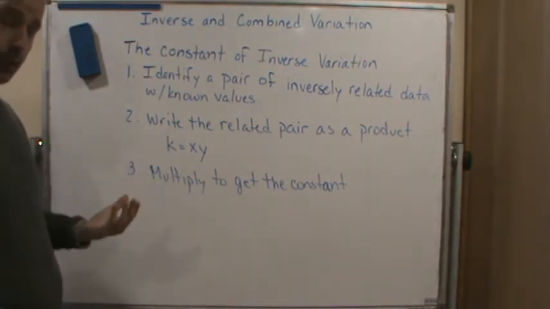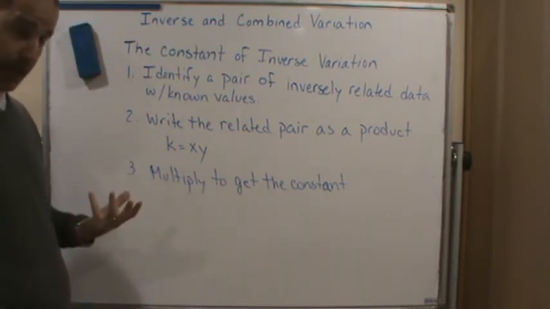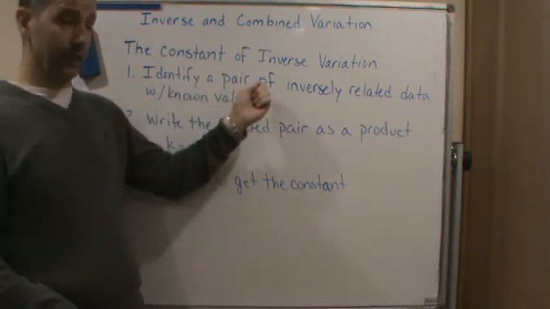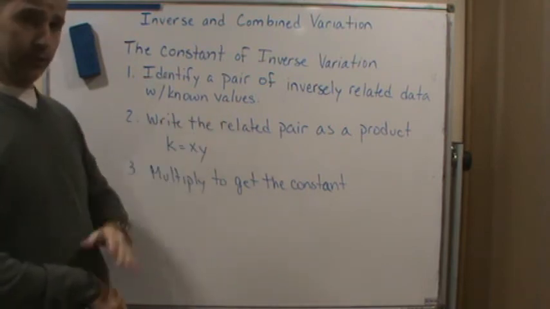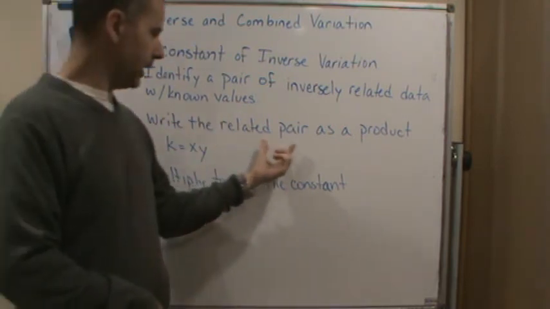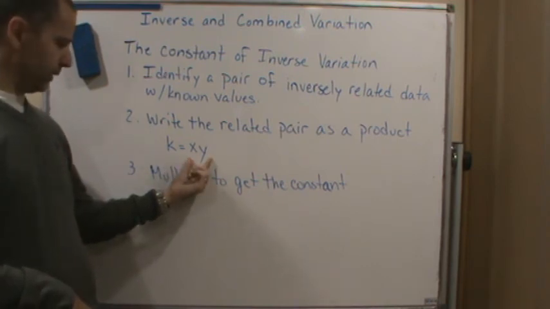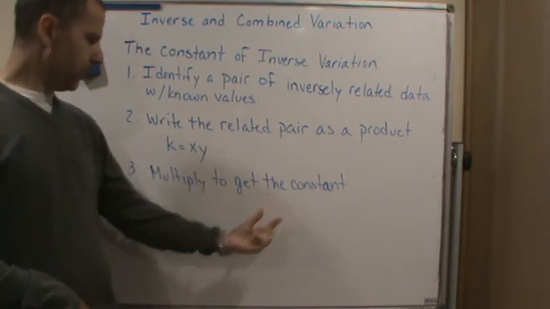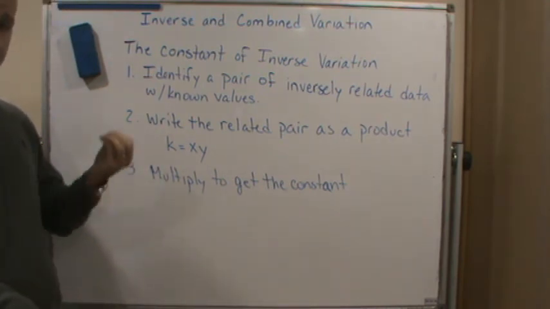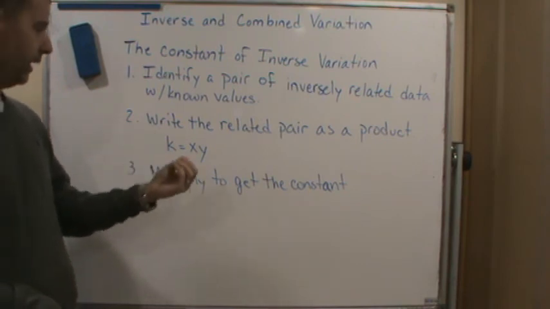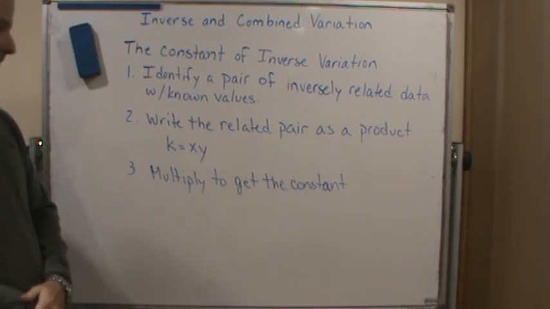Well, just like with direct variation, when we're trying to find the constant, we have to identify a pair of inversely related data with known values. And then what we do is we write the related pair as a product, right? And so basically what we're doing is we're sticking it into this formula and multiplying the product to find the constant. That's it. That's all we're doing. If we know that x and y are inversely related, then we know the product of those two values must be constant, and that's how we find k.